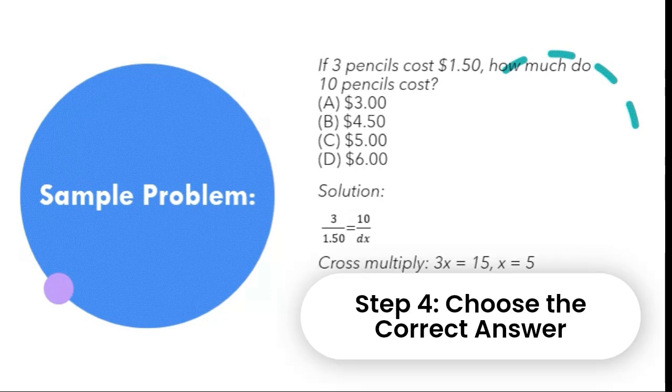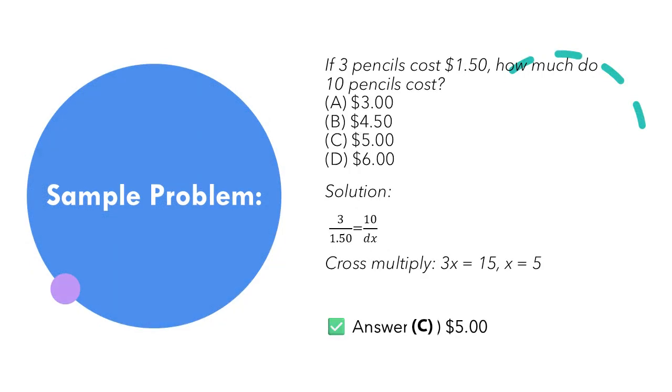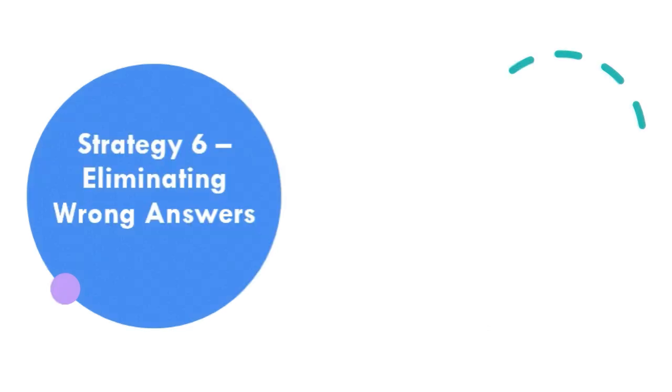Step 4. Choose the correct answer. So, the cost for 10 pencils is $5. The correct answer is C, $5. Why does this work? Proportions help us compare two quantities that are related, like price and quantity. Cross-multiplying allows us to solve for the unknown value quickly. This strategy is super useful for word problems involving ratios, rates, and scaling. So, the next time you see a question with two related quantities, try setting up a proportion to find the missing value.